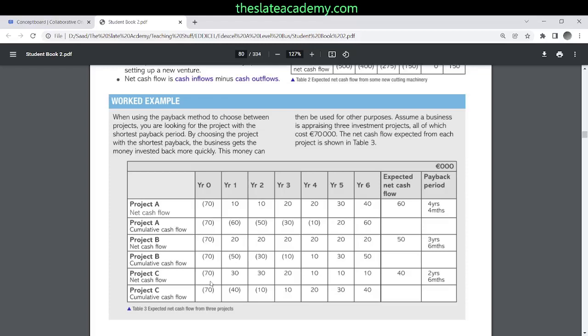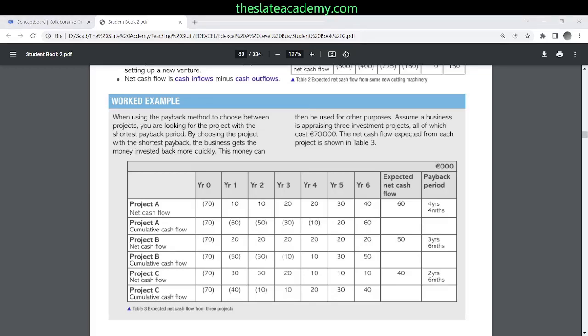So how do we use the payback period? For payback period, we say whichever project has the shortest payback period time, that project is better. But what about expected net cash flow? Just because the payback period is fast doesn't mean that your future profits will also be a lot. That's the shortcoming of the payback period method.